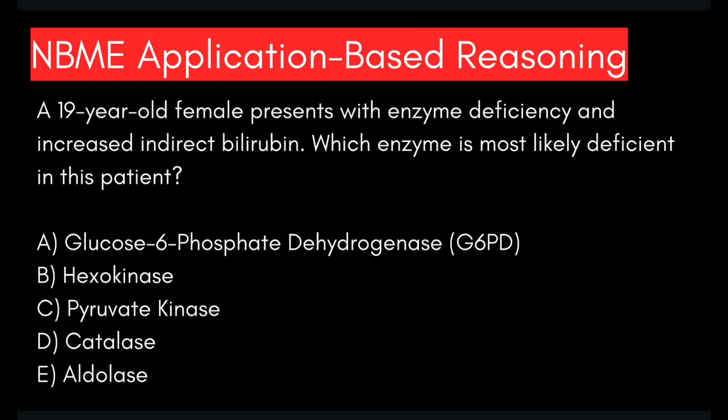We have a 19-year-old female that presents with enzyme deficiency and increased indirect bilirubin. Which enzyme is most likely deficient in this patient?